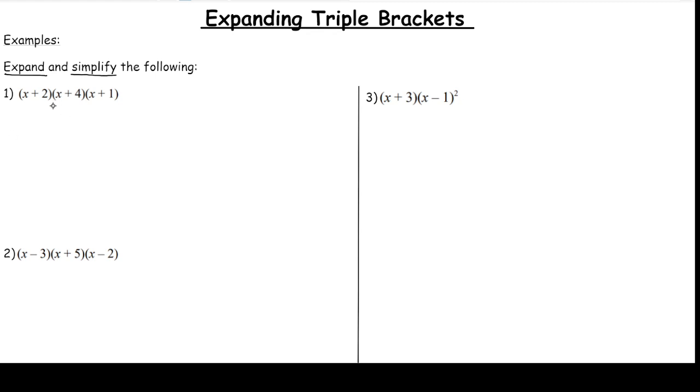I'm going to start off by expanding the final two brackets first. But you can expand the first and the last bracket, as that might be a bit simpler. So to expand x plus 4 times x plus 1, we do x times x plus x times 1 plus 4 times x plus 4 times 1. Now, if you're unsure how to do this, please go back and watch clip 2, the previous video. This should simplify to x squared plus x plus 4x plus 4, which simplifies to x squared plus 5x plus 4.